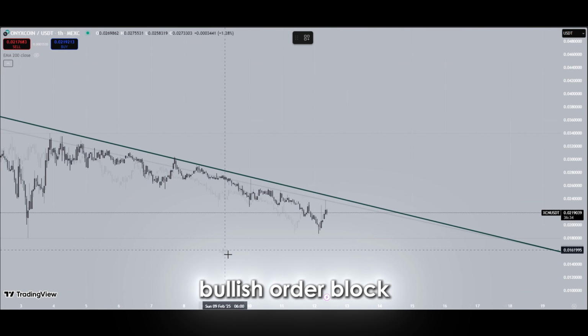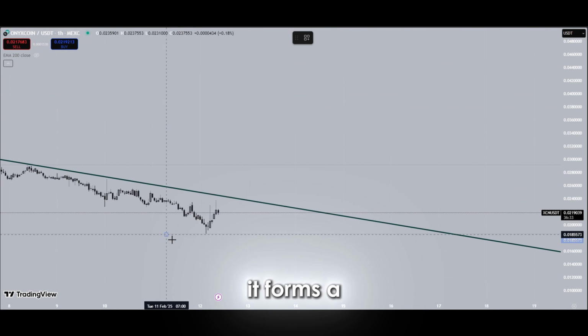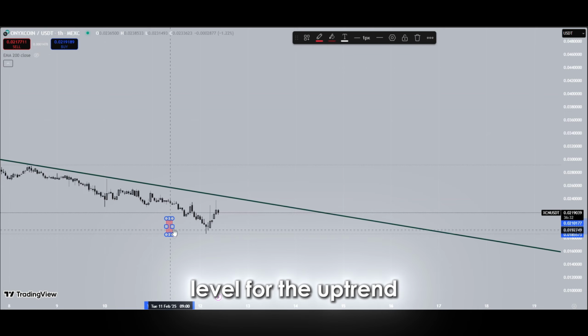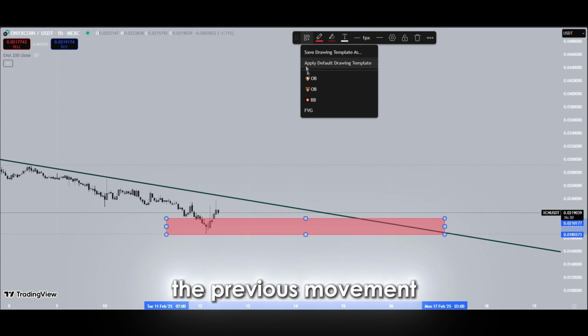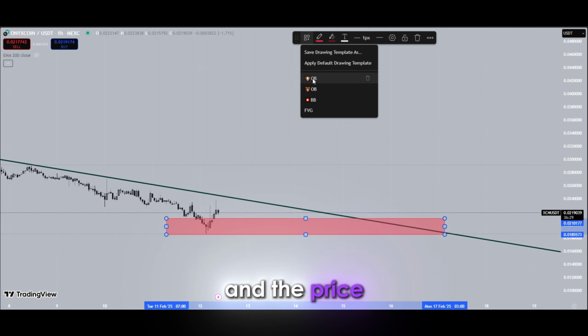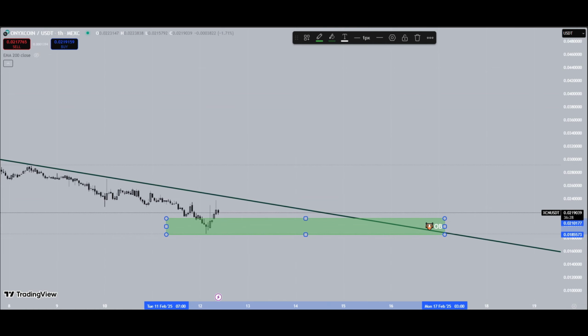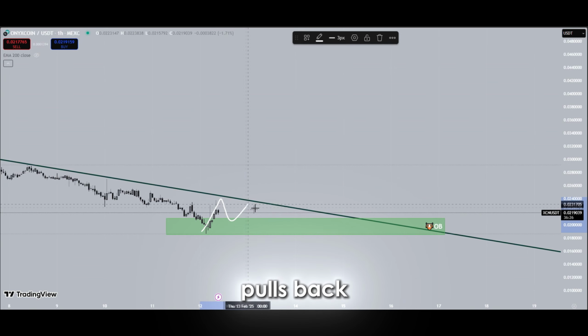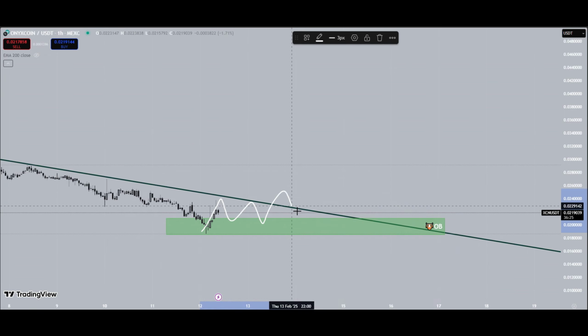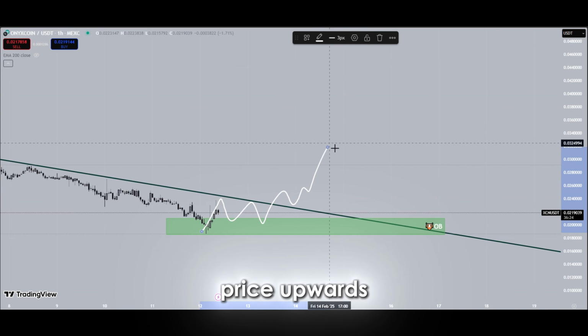There is a bullish order block on the lower side. It forms a very important support level for the uptrend. The order block marks a zone where there was strong buying pressure in the previous movement of the price, and the price reversed direction from there. Such zones are likely to get the first reaction when the price pulls back, because at these levels, buyers are active and move the price upwards.